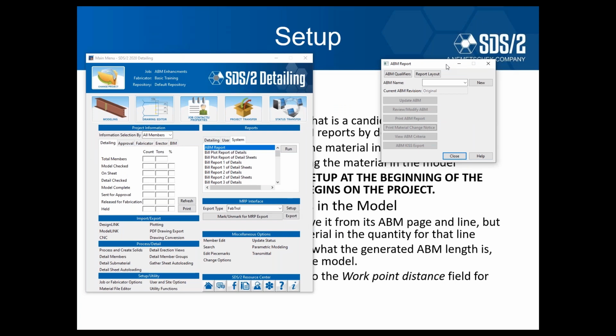Now I can also access this through modeling or drawing editor under the reports pull down window under ABM. I can get to it there, but from the main menu, this is how I would access the ABM report window. So those ABM qualifiers that we talked about, that's important to set up at the beginning of a project before I start modeling material.